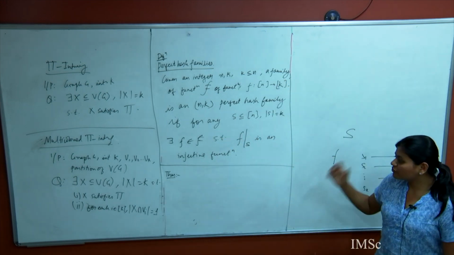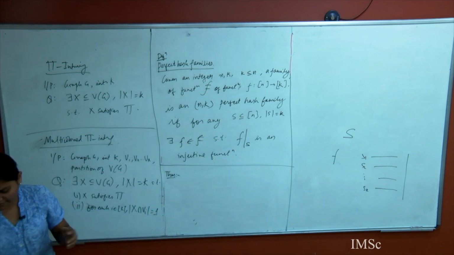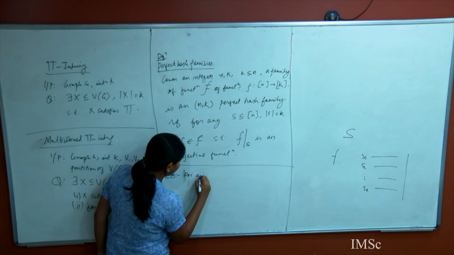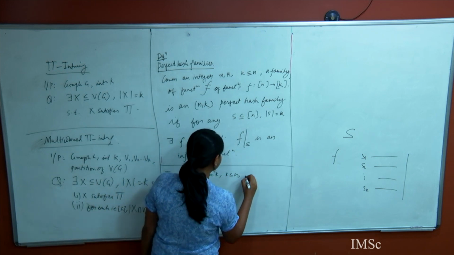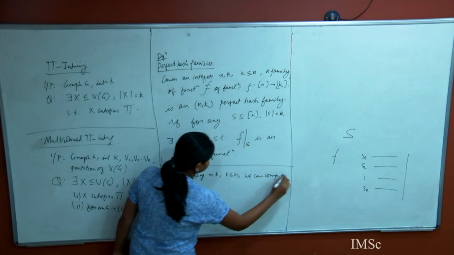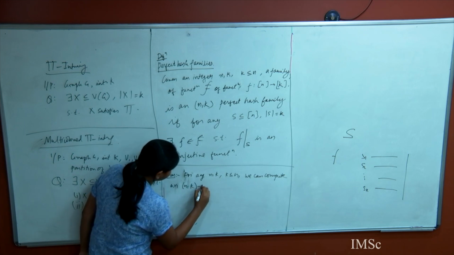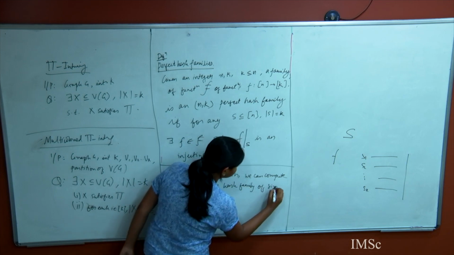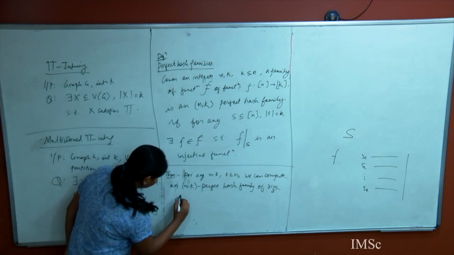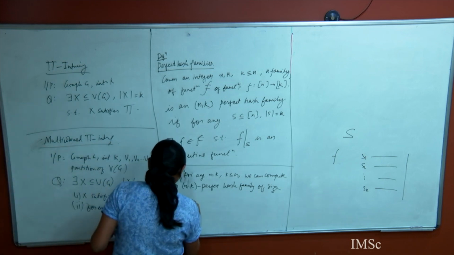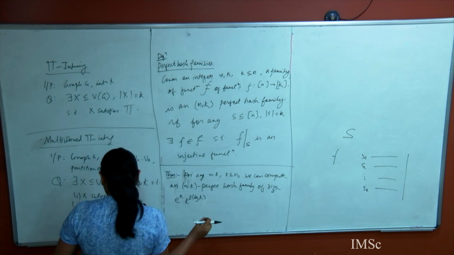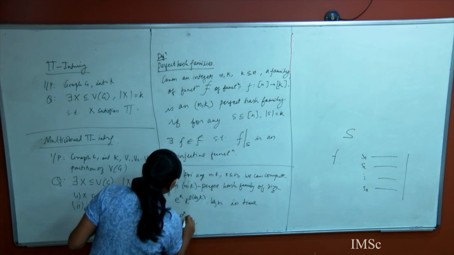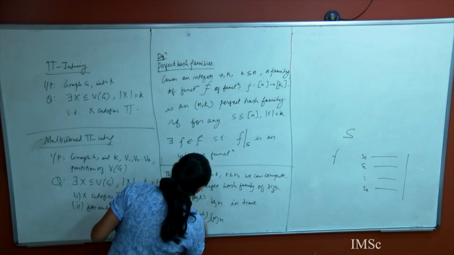So there is a theorem which says that for any n comma k where k is at most n, we can compute an n comma k perfect hash family of size e power k power order log k into log n, in time e power k power order log k into n log n.